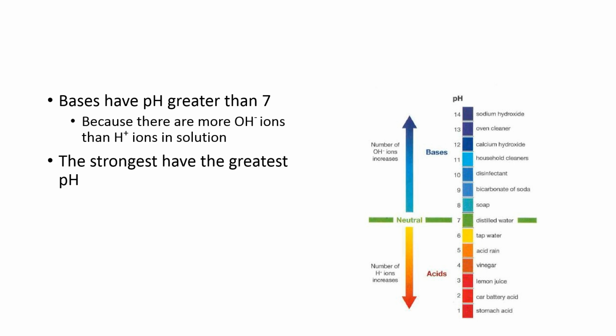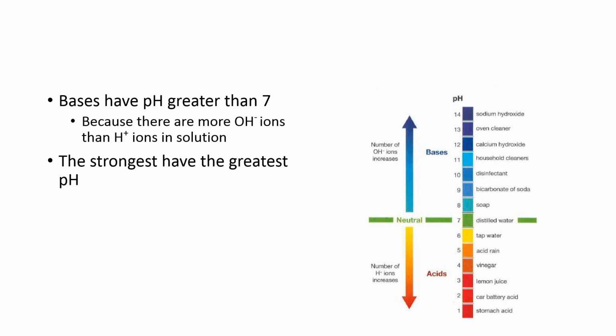Bases, on the other hand, have a pH of greater than 7. And that's because there are more hydroxide ions in solution than there are hydrogen ions. The very strongest bases have the highest pH. So again, if we compare two bases such as those listed on the diagram on your screen, you can see that oven cleaner has a pH of 13, where soap has a pH of 8.